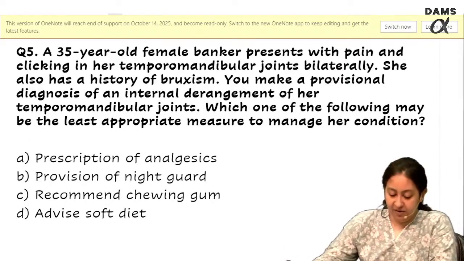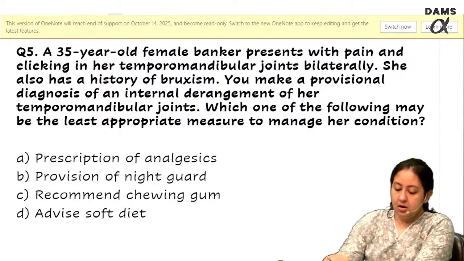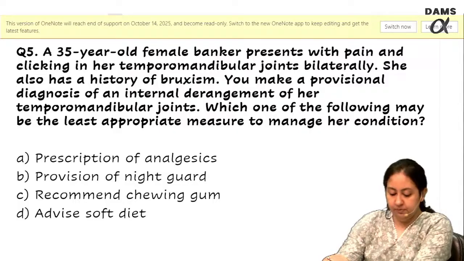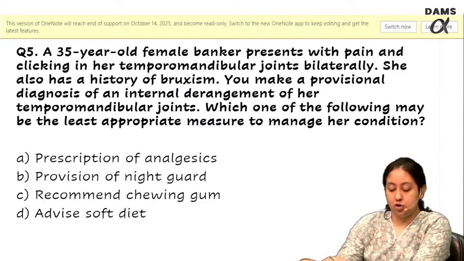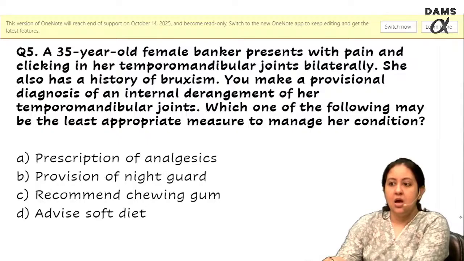Coming to question number 5. A 35-year-old female banker presents with pain and clicking in her temporomandibular joints bilaterally. She also has a history of bruxism. You make a provisional diagnosis of an internal derangement of her temporomandibular joints. Which one of the following may be the least appropriate measure to manage her condition? A. Prescription of analgesics. B. Provision of night guard. C. Recommend chewing gum. D. Advise soft diet. So what would be the answer here?